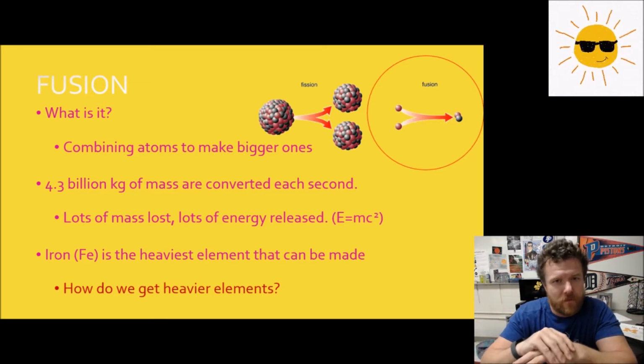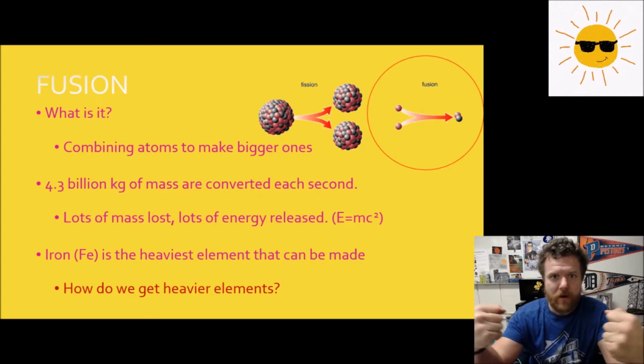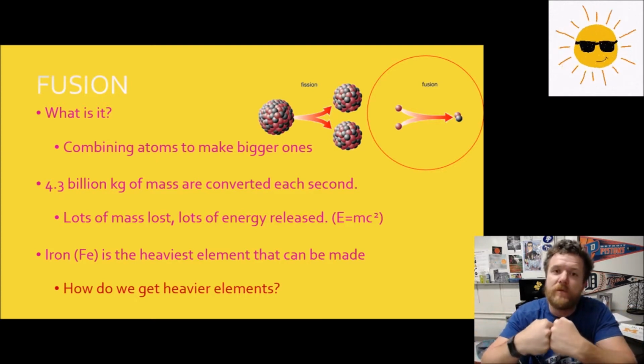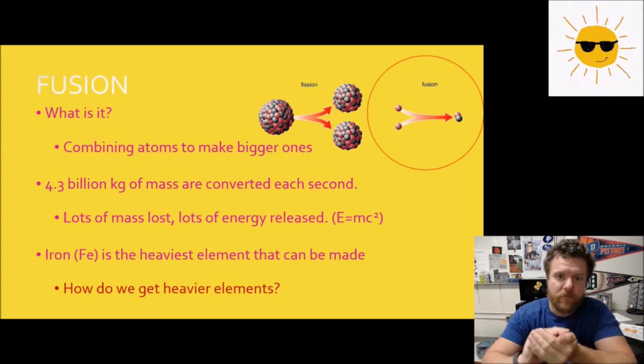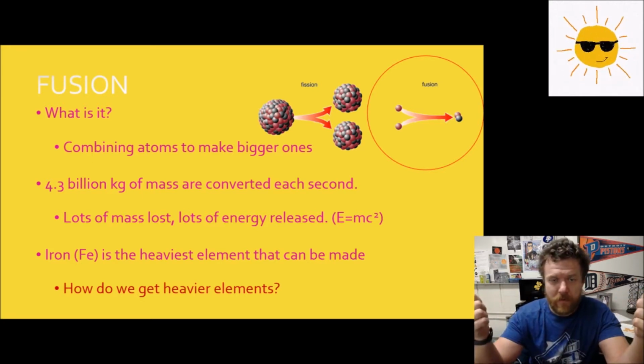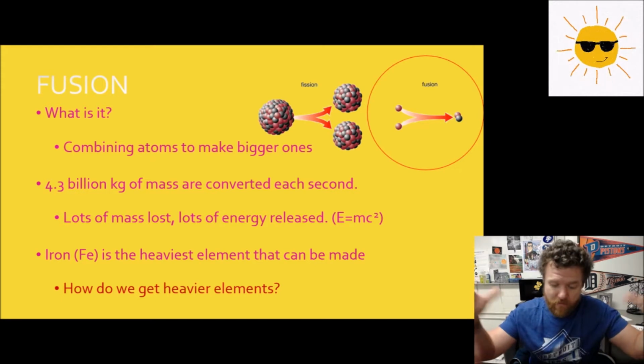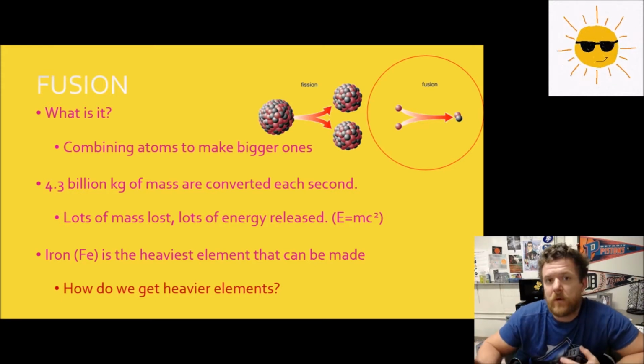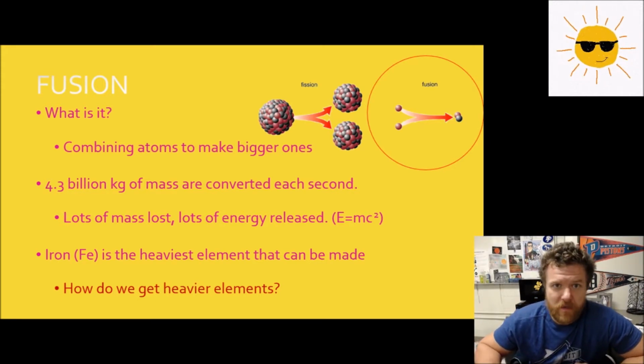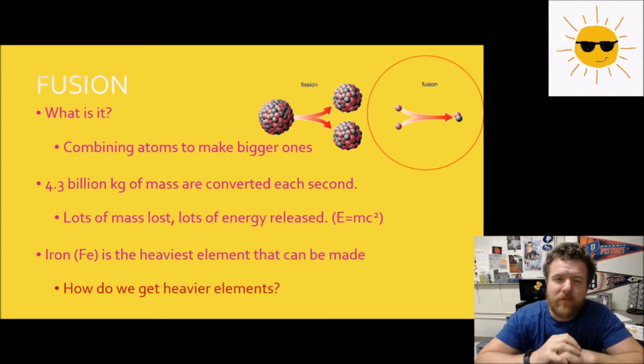However, when you fuse iron together, two iron atoms, that's going to absorb energy. And if you start fusing iron atoms together, it doesn't push out anymore because it's now absorbing, and gravity is going to win. That's what happens with a supernova, which we're going to get to at the end of the year. If iron is the biggest possible atom that you can make through fusion, how do we get bigger elements?